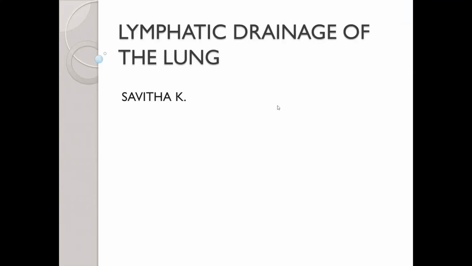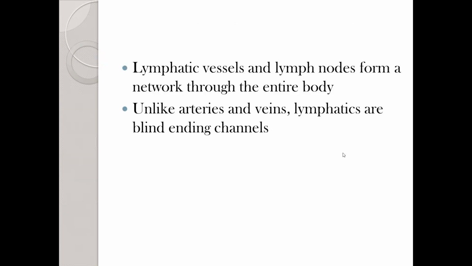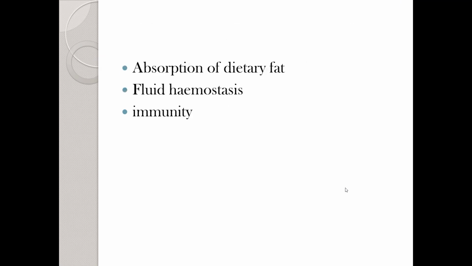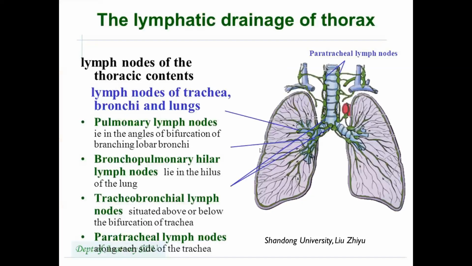The next topic for today is on the lymphatic drainage of the lung. The lymphatic vessels and lymph nodes form a thorough network throughout the entire body. And unlike arteries and veins, lymphatics are blind ending channels which are involved in important functions like absorption of dietary fat, fluid homeostasis, and also immunity.